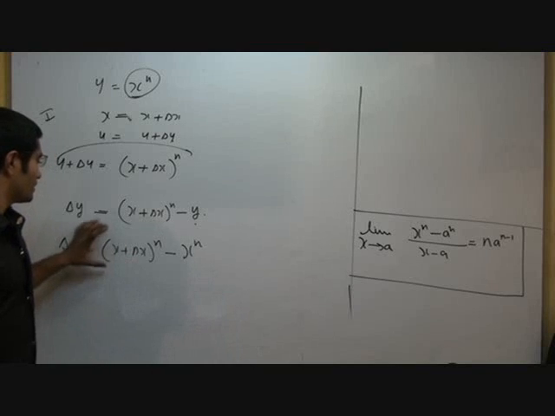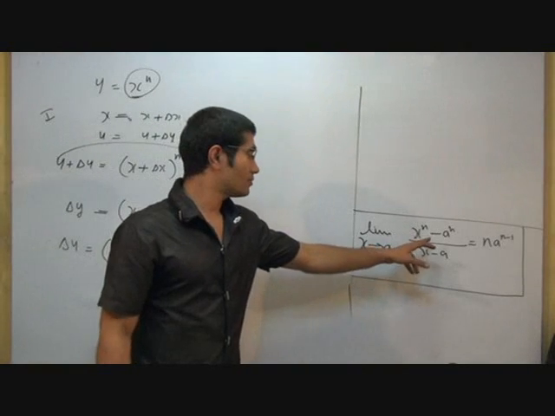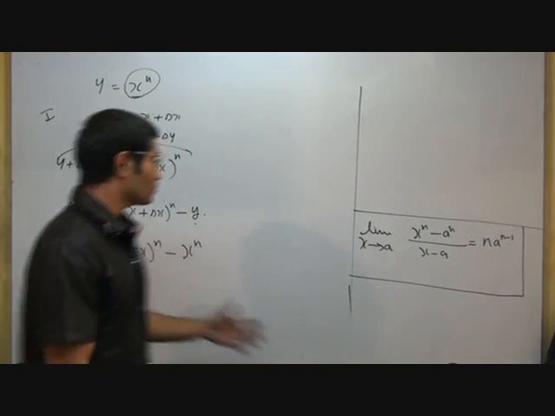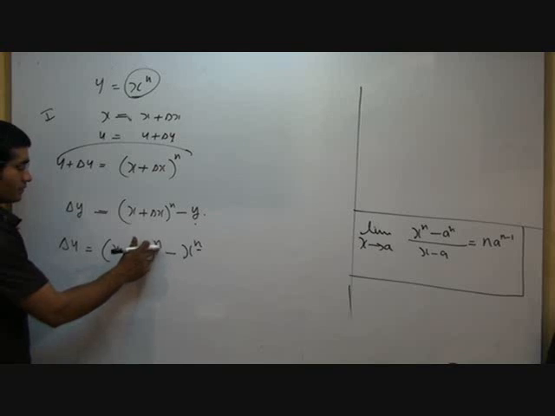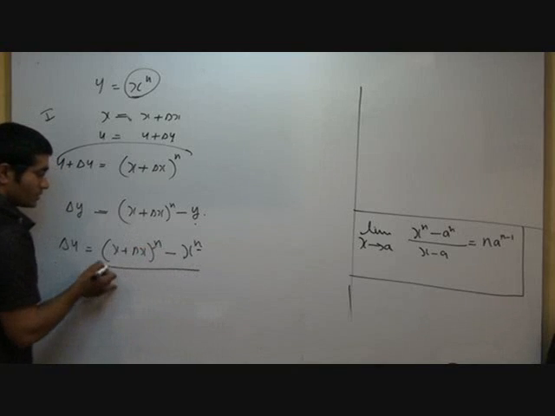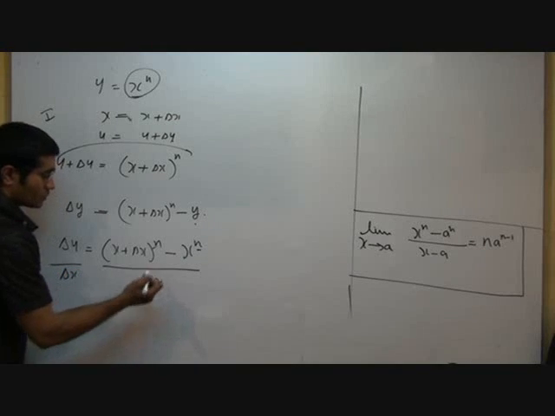Now I need to make this fellow look exactly like this, that is x power n minus a power n by x minus a. Is it looking like that? I have a power n and a power n here, but I have something missing down. So as the second stage says, divide both sides by delta x. Yep, that's what I need to do.